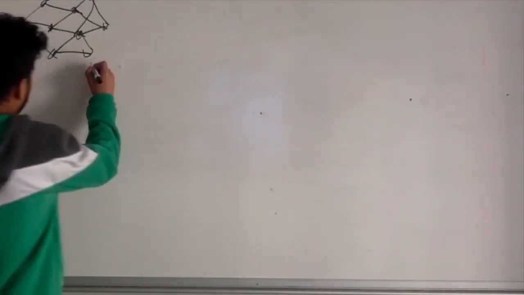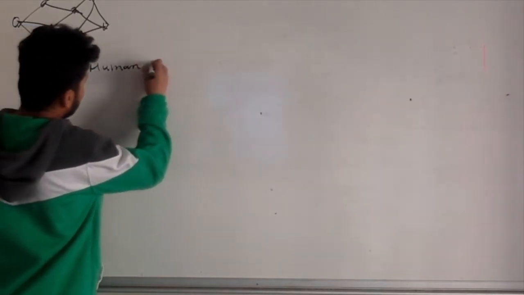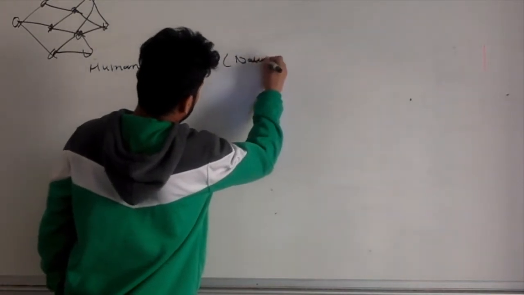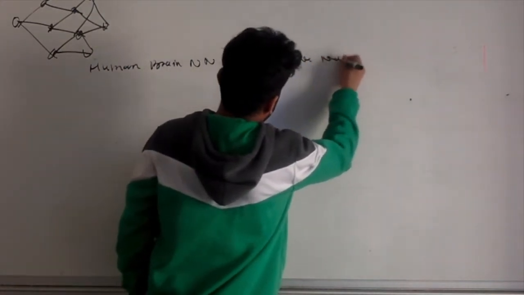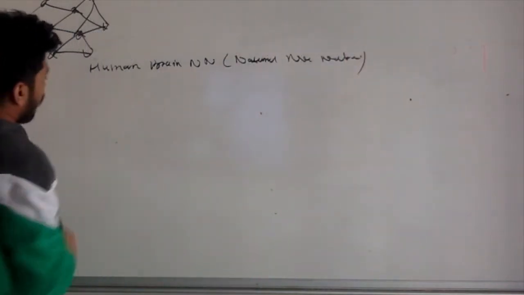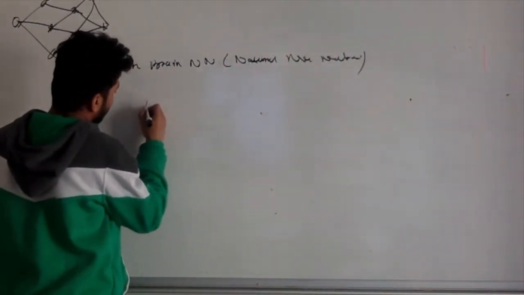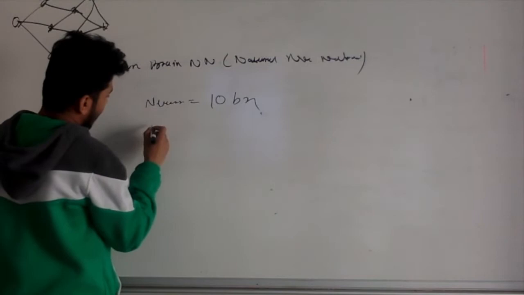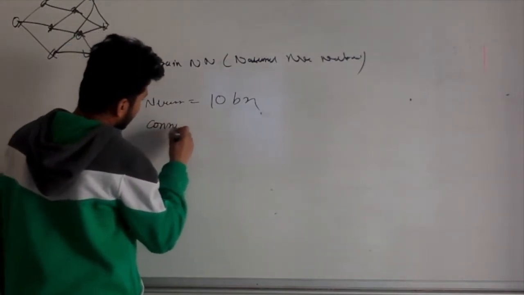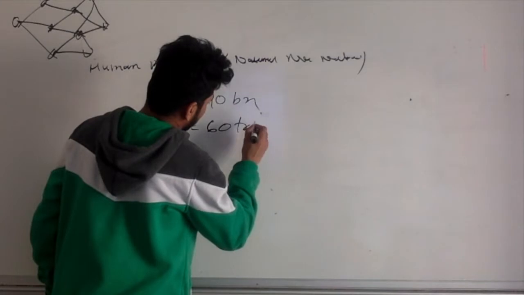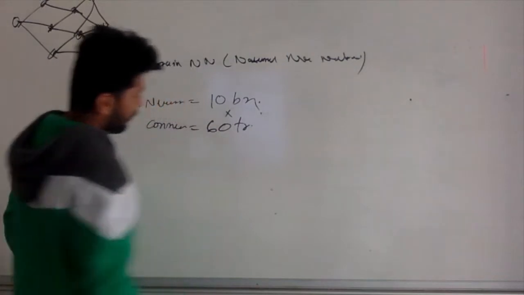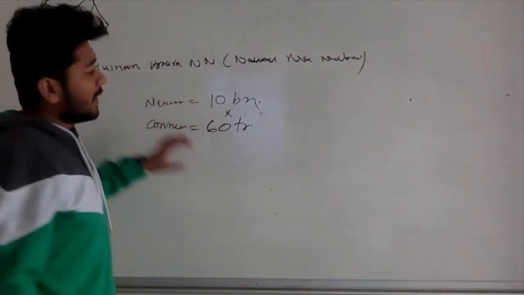First thing, as I told you, the human brain's neural network, or natural neural network, is very complex. It consists of about 10 billion neurons and about 60 trillion connections. So 10 billion neurons with 60 trillion connections. This is very complex, as you can imagine. So the natural neural network is indeed very complex.